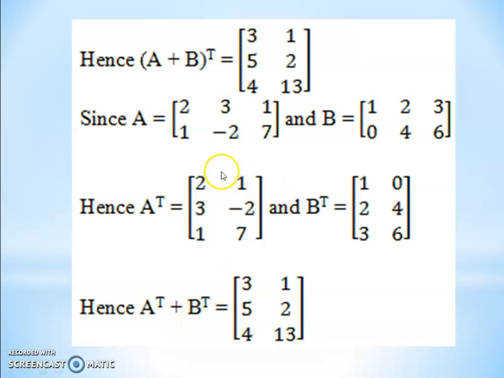That is, we have proved that (A plus B) transpose is equal to A transpose plus B transpose. Be clear, here the order of these matrices is 2 by 3. In transpose, the order of A transpose now becomes 3 into 2 and the order of B transpose becomes 3 into 2. So we have to take the addition using our addition of matrices.